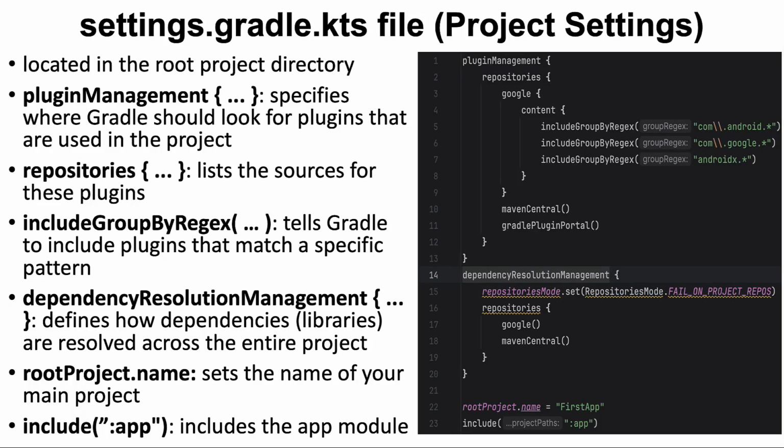In this slide, we will see one of the 8 Gradle build files above, the settings.gradle.kts file, project settings. This file is located in the root project directory. In this file, the plugin management block specifies where Gradle should look for plugins that are used in the project. Think of it as telling Gradle, here's where to find the tools you need to build my app.